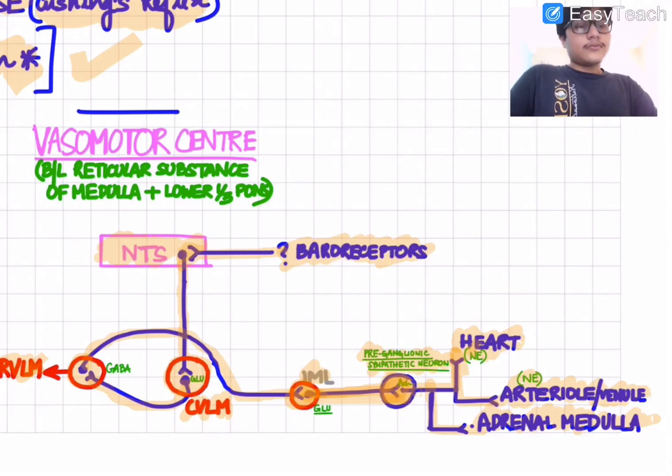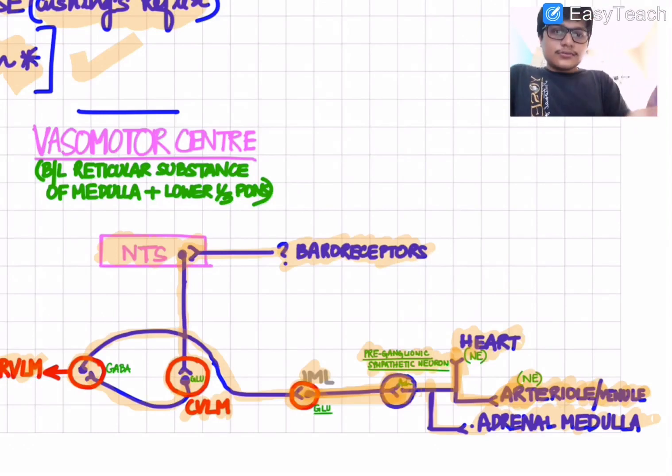Now, from this, I want you to remember one more fact, that the arterioles and the venules don't have any cholinergic supply. All they have is this catecholaminergic supply. And why is this essential? We'll be discussing it in the next slide.